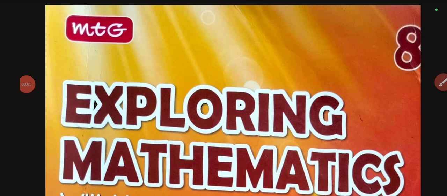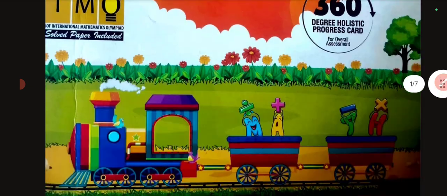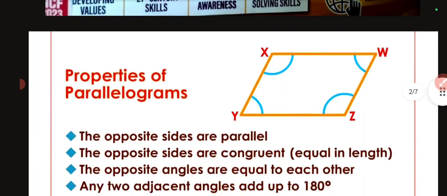So today we are going to complete exercise 3b of chapter 3. Before starting the topic, let's recall some properties of parallelogram. So what is a parallelogram?